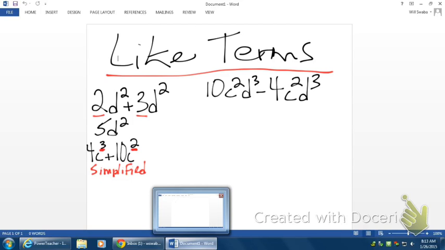Are these considered like terms? Yeah. Why? They both have the same exponents and have the same variable. Absolutely. They both have a c squared, and they both have a d to the third. So what am I going to do here? Minus them. I'm just going to minus 10 minus 4. What does that give me? Plus 6.